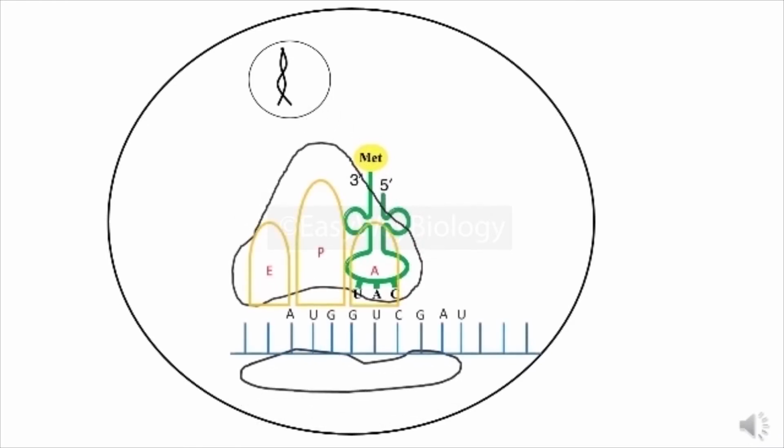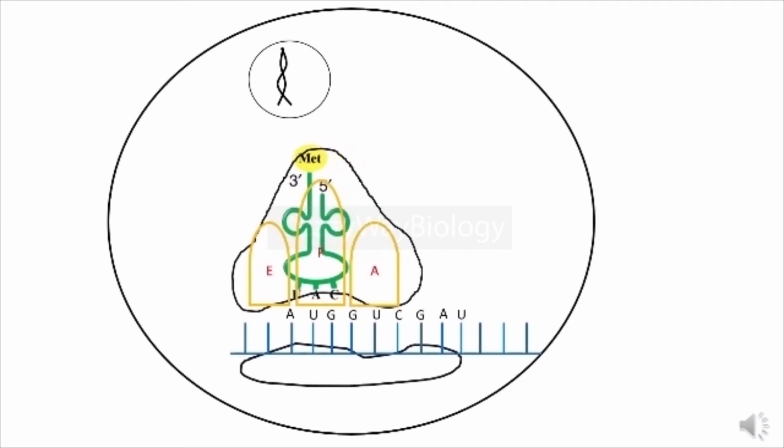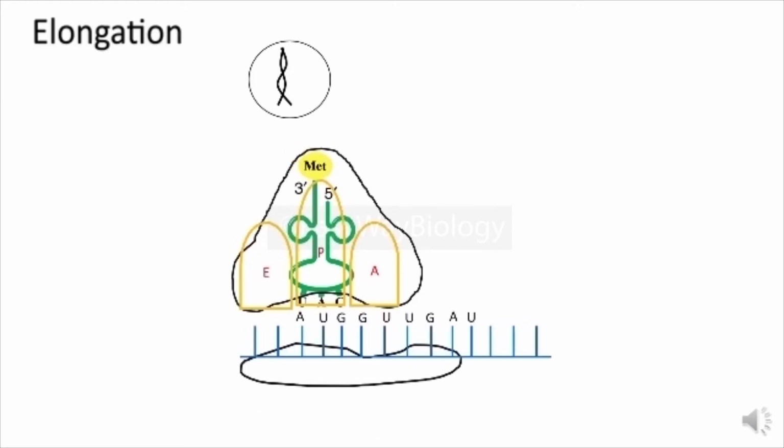Then the mRNA strand moves as the codon AUG aligns with the anticodon of the initiation tRNA molecule, which is now at P site. Hydrogen bonds are made between AUG and the anticodon UAC of the tRNA molecule. This is the initiation of the translation process.